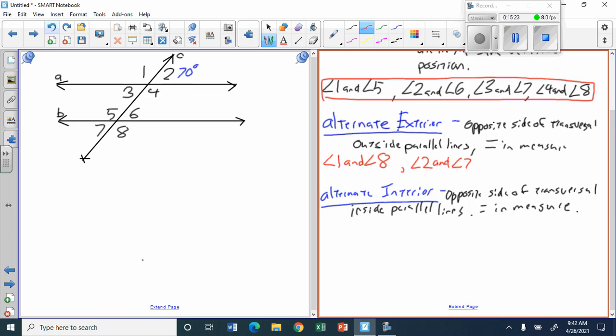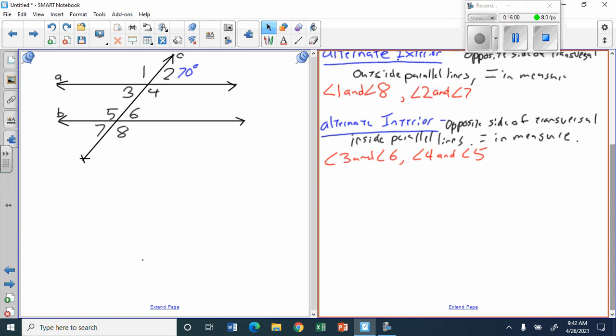So what do you think alternate interior angles would be? Let's start with angle 3. Angle 3 and angle 6. Opposite of the transversal. And then angle 4 and everybody? Angle 4 and angle 5. So those are the angles that your book spends the most time talking about. Alternate interior, exterior. Last year you had some other ones. Might have been during COVID. Let's define them real quick though, just so we have them.